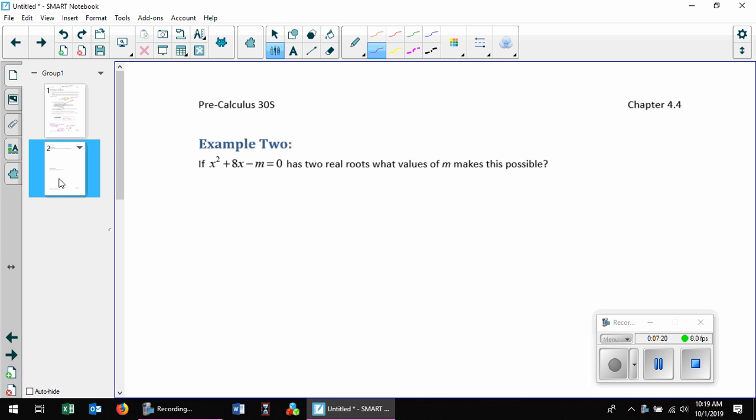Okay, so this gives me some information. It has 2 real roots, and I need some values of m to make that possible. We know there's not one correct answer. What do we know that the discriminant has to be if it has 2 real roots? It has to be positive.